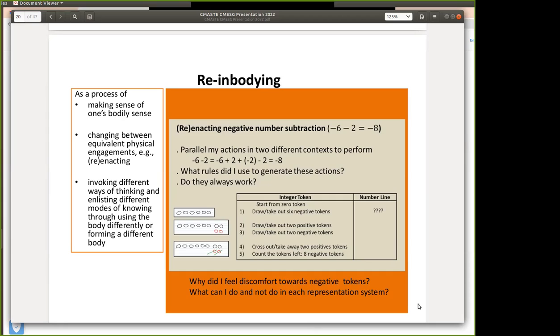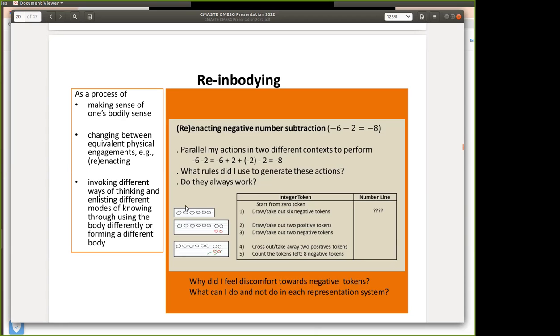Okay, this story is like this. Maxine was my participant in one of the workshops, because we were talking about how we can get students to experience the same idea differently. She brought up this manipulative integer token, which I was very new to. I have never used it in my classroom, and I personally didn't know much about it at that point. She explained the process she needed to go through to demonstrate -6 minus 2 equals -8.